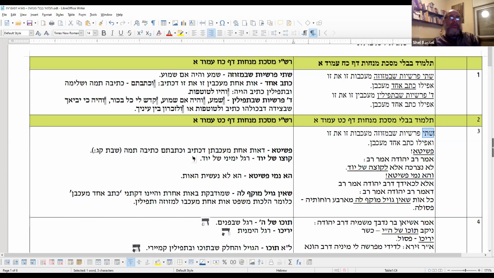So here the Gemara quotes the Mishnah, Shtei parshiot shebimezuzah ma'akvot zu et zu, v'afilu ktav echad ma'akvan. Right, so as we saw in the Mishnah, the two parshiot in the mezuzah, Shema and Vehaya Im Shamoa, hold each other back. You have to write both of them. And even one writing, even according to Rashi, even one letter holds them back, right? So it's a kol shekain.